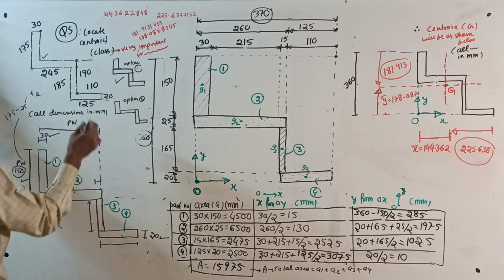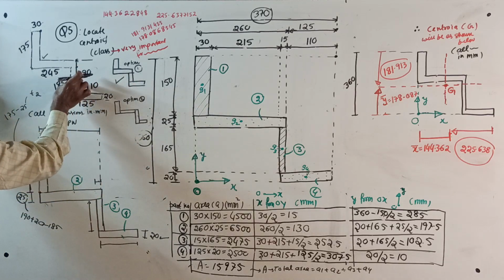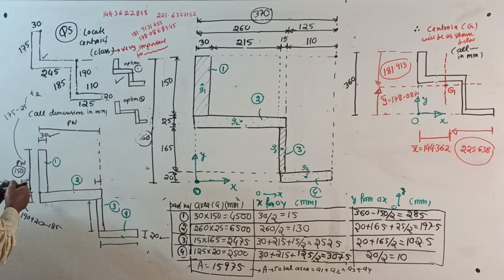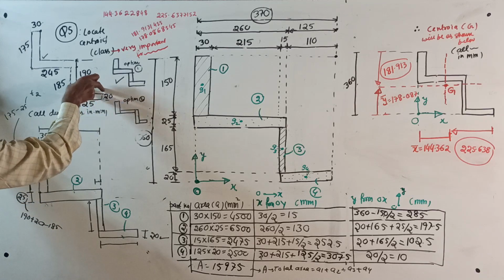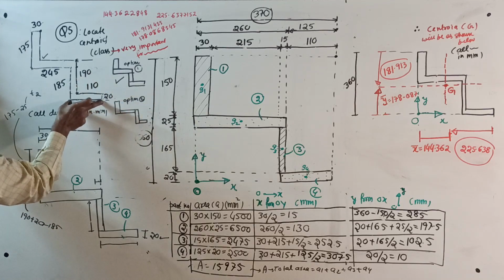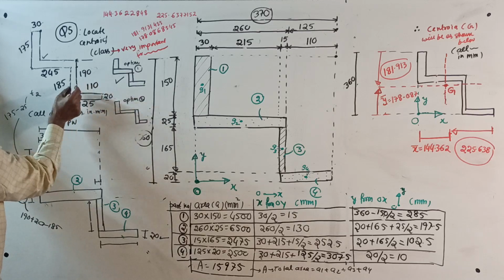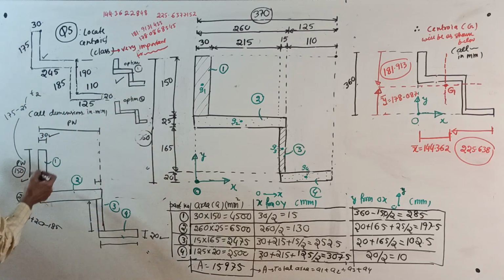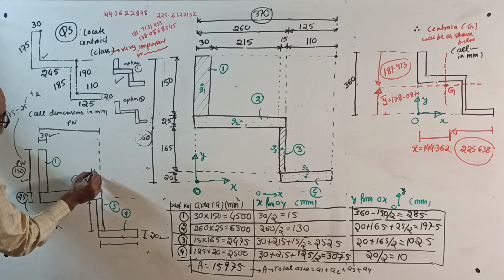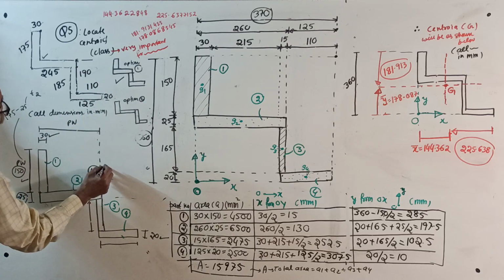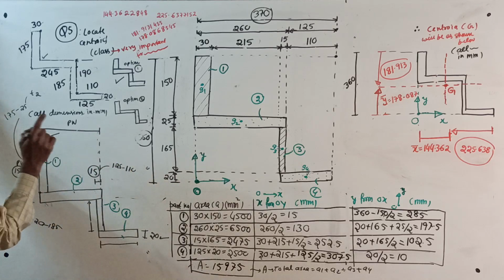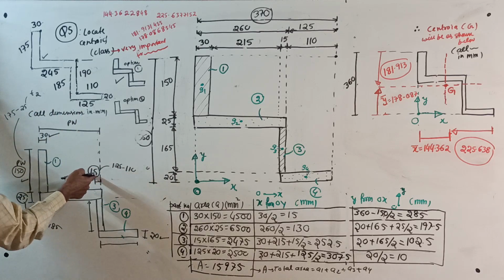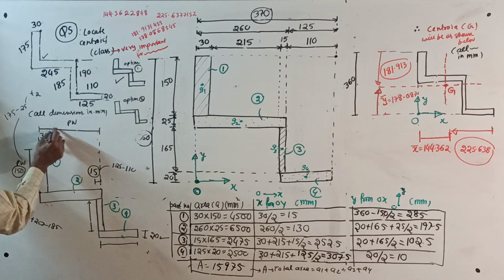Thickness of 3, right here. It is very easy because 125 is the full base and this offset is 110. This thickness will be 125 minus 110, which is 15. How did I get it? 125 minus 110. The thickness came. As soon as you get the thickness 15, you can get this width.